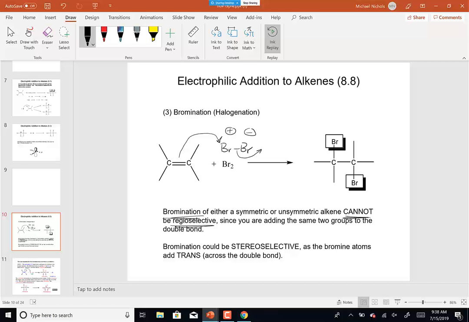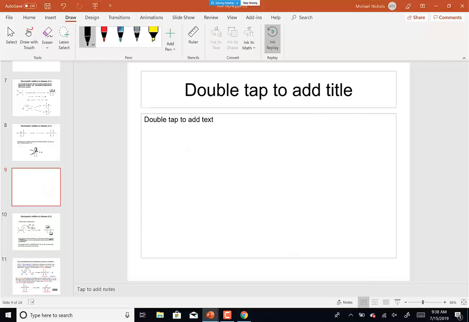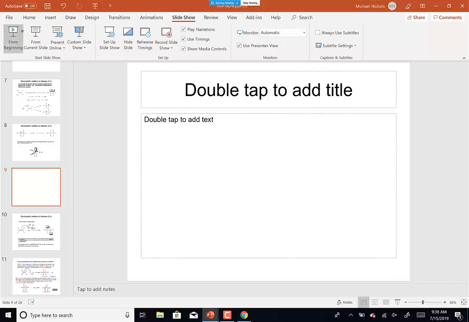Could it be stereoselective? Well, it could be stereoselective because we need to talk about the mechanism. It turns out that the two bromines are always added trans across the double bond, 100% trans. Let's look at this reaction. If I add my Br2, I'm going to take my double bond and react it with one bromine, so the Br plus, and then the other bromine is going to leave as a Br minus. So in essence, what I just did was I added a Br plus to this molecule.